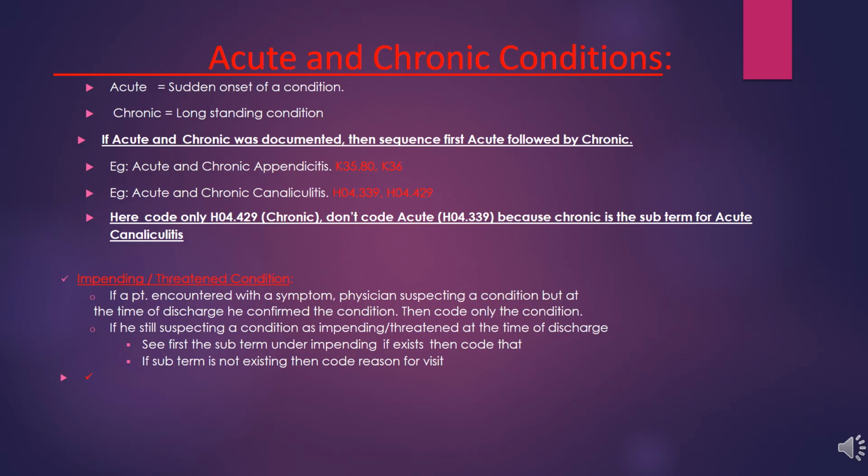Impending or threatened condition. If a patient is encountered with a symptom and the physician is suspecting a condition, but at the time of discharge he confirmed the condition, then code only the condition. If he is still suspecting a condition as impending or threatened at the time of discharge, see first the subterm under impending; if it exists, code that. If the subterm does not exist, then code the reason for visit.